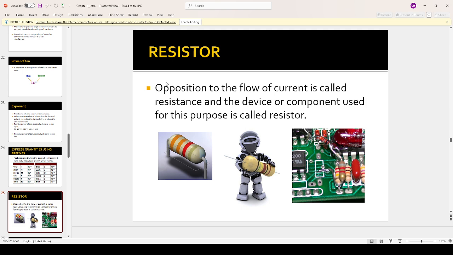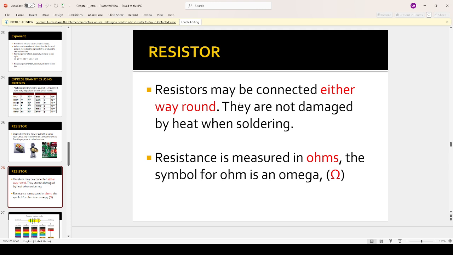Okay, let's move to resistors. An opposition to the flow of current is called resistance, and the device or component used for this purpose is called a resistor. Resistors may be connected either way around, in either polarity. They do not have negative or positive polarity like a battery or a diode. They are not damaged by heat when soldering, so you can use high heat to solder them and should not be worried. Resistance is measured in ohms. The symbol for ohm is omega.